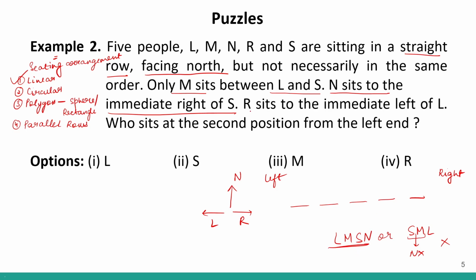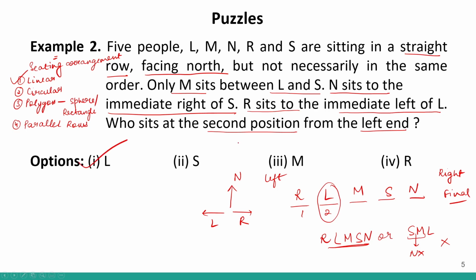Okay. Now it is given to us R sits to the immediate left of L. So if R sits to the immediate left of L, it will come here. So my final arrangement will be R, L, M, S and then N. This will be my final arrangement. Now what does the question ask? Question asks who sits at the second position from the left hand. So left hand is this. Second position will be 1, 2, L. So L will sit at the second position from the left hand. My answer will be option number 1, L.